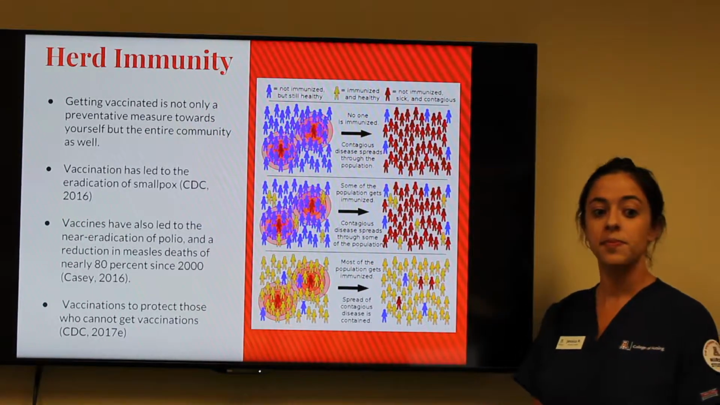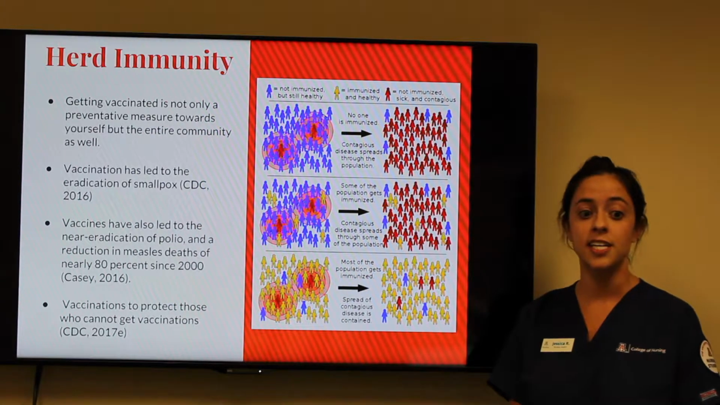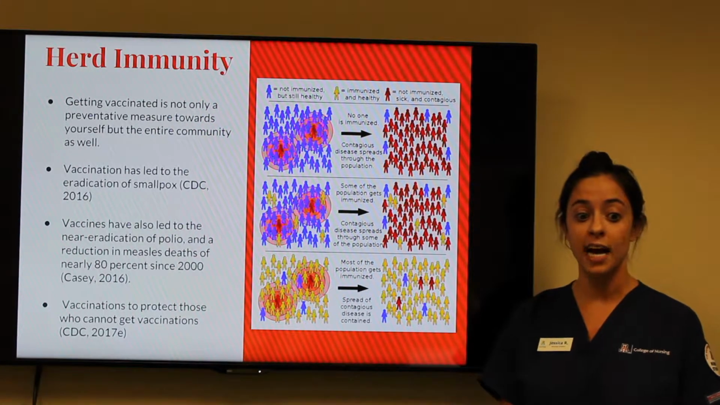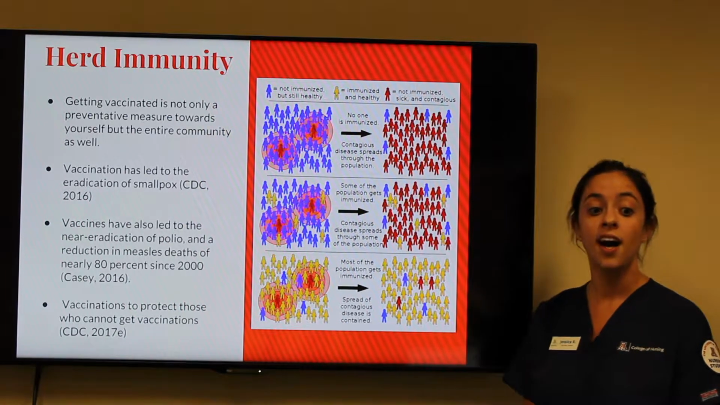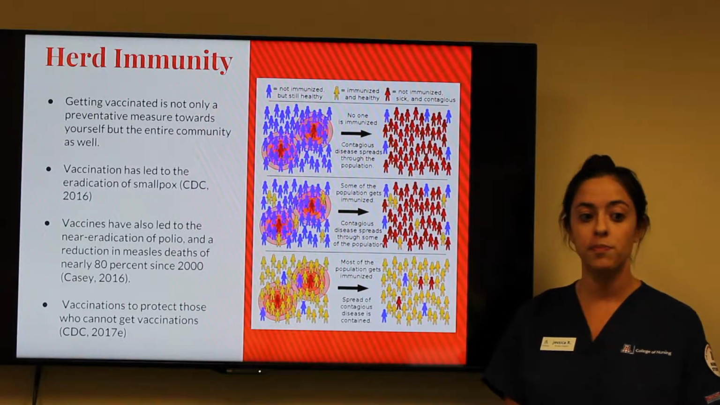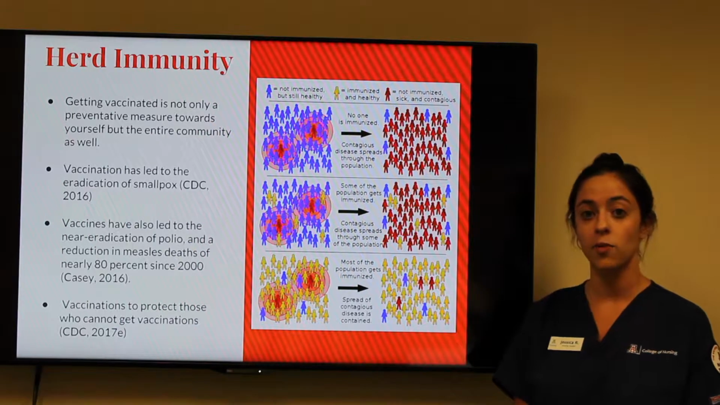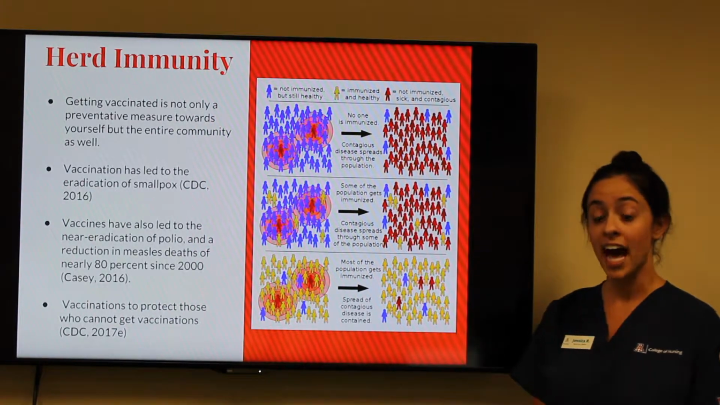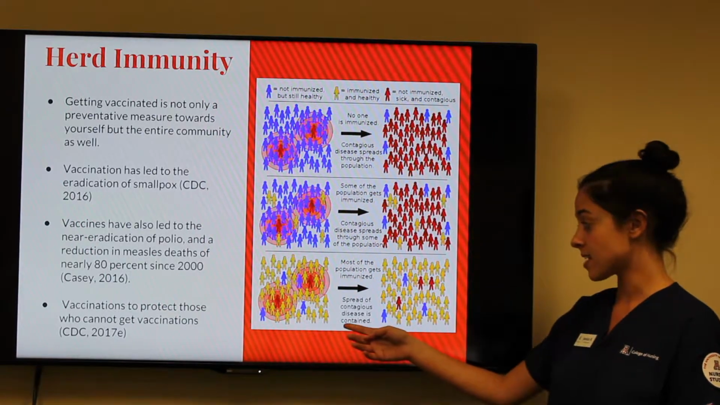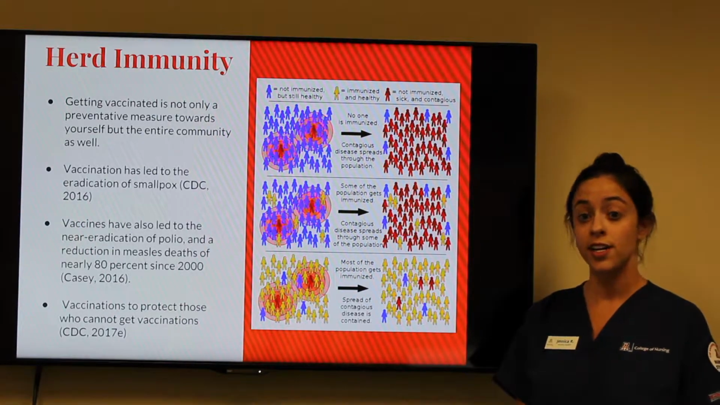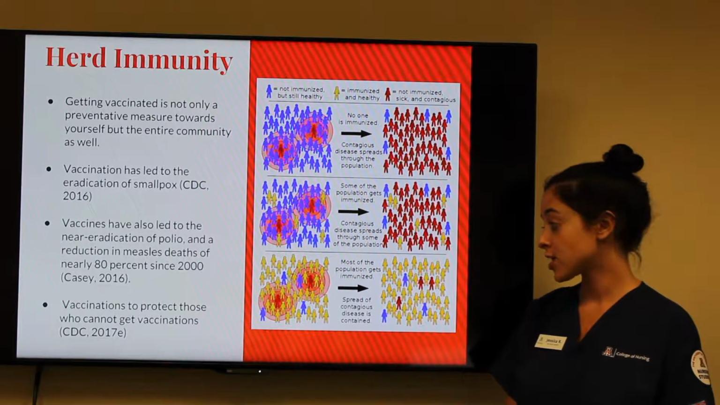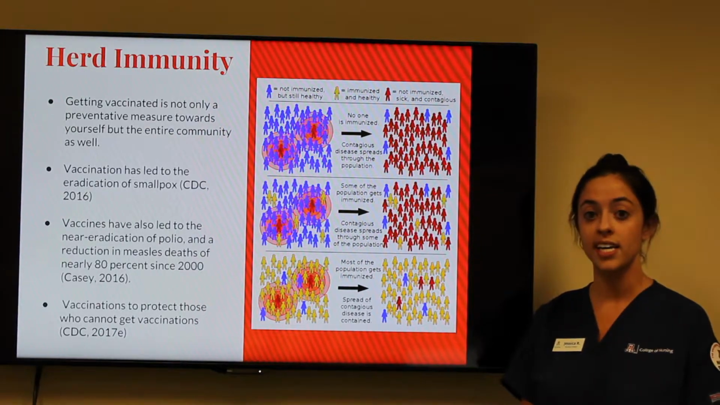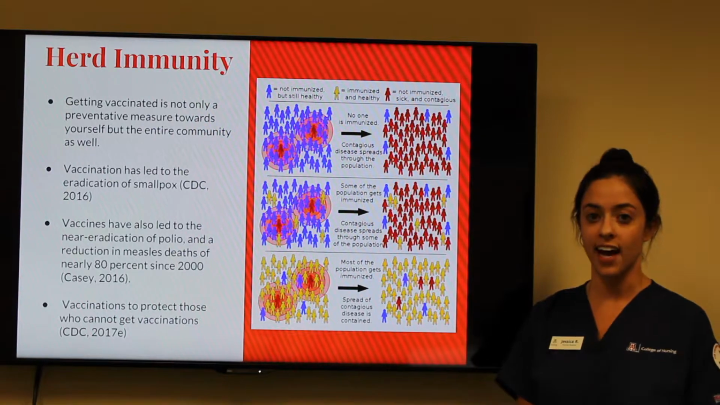A good example of an emerging issue is pertussis. Since immunity fades over time, if vaccinations in the community fall, people who have not been vaccinated are more susceptible. So it's important that the community has this as a whole. In order to prevent infection, a large amount of people need to be vaccinated, and that's why it's so important that everyone is vaccinated.